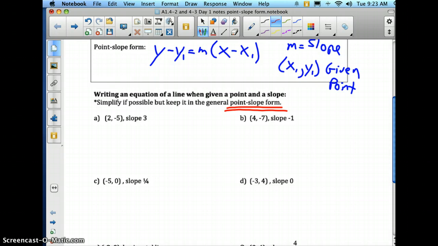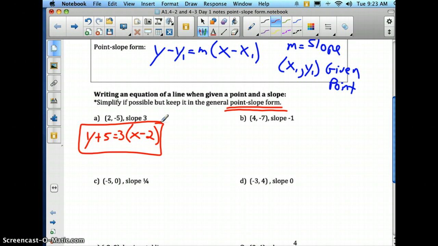Everybody take that and substitute the values into point slope form. Go. We should all be done in about 3 seconds. Paige, what is it? y plus 5 equals m times the quantity of x minus 2. Put 3 in for m though. Oh, yeah. y plus 5 equals 3 times the quantity of x minus 2. Done.